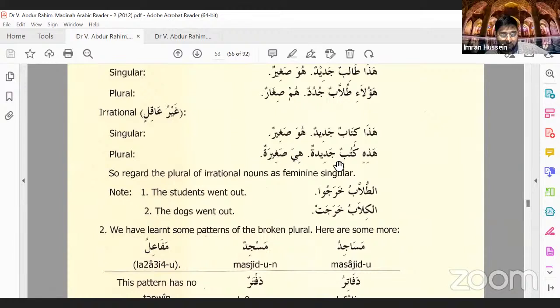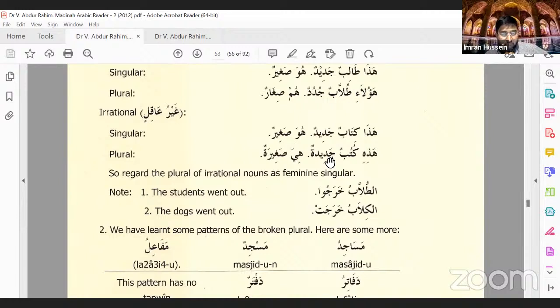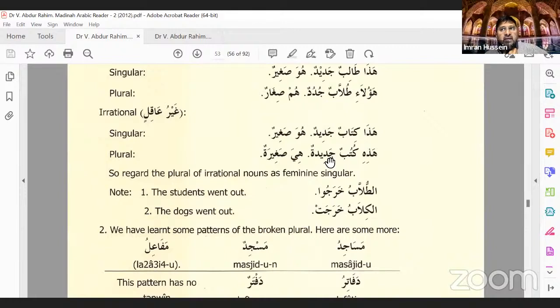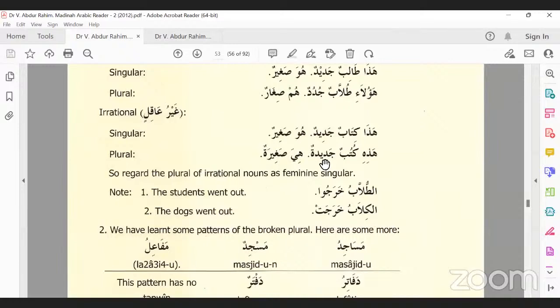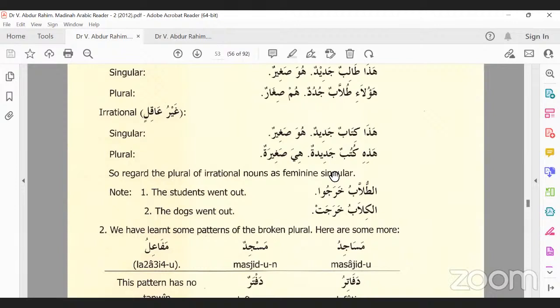Correct. Now, question for you again. Why is it jadidatun? Why could it not be jadidun, or why can it not be jududun? The plural of irrational nouns will be treated as singular feminine. Correct. So the adjective or the khabar for these nouns will come singular feminine. Jadidatun is coming singular feminine, even though kutubun is plural, but because it's ghayr aqil, the khabar will also come singular feminine. And you see, hadhihi is singular. Yes. Exactly. Is that clear for everyone?